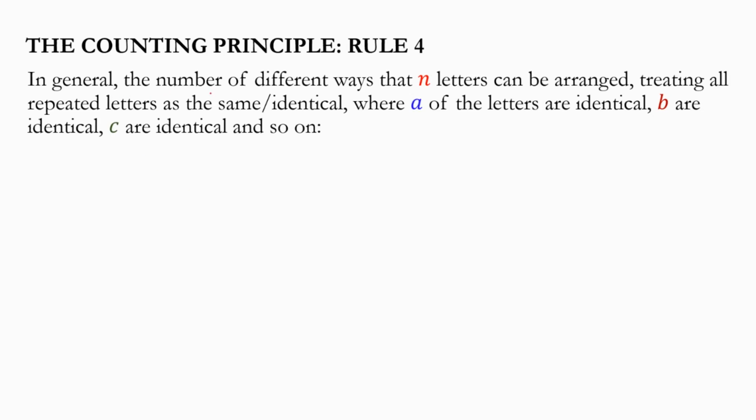In general, the number of different ways that n letters can be arranged, treating all repeated letters as the same or identical, where a of the letters are identical, b are identical, c are identical, and so on, is equal to n factorial divided by a factorial times b factorial times c factorial and so on. Okay, so this may be confusing, but let's look at an example.